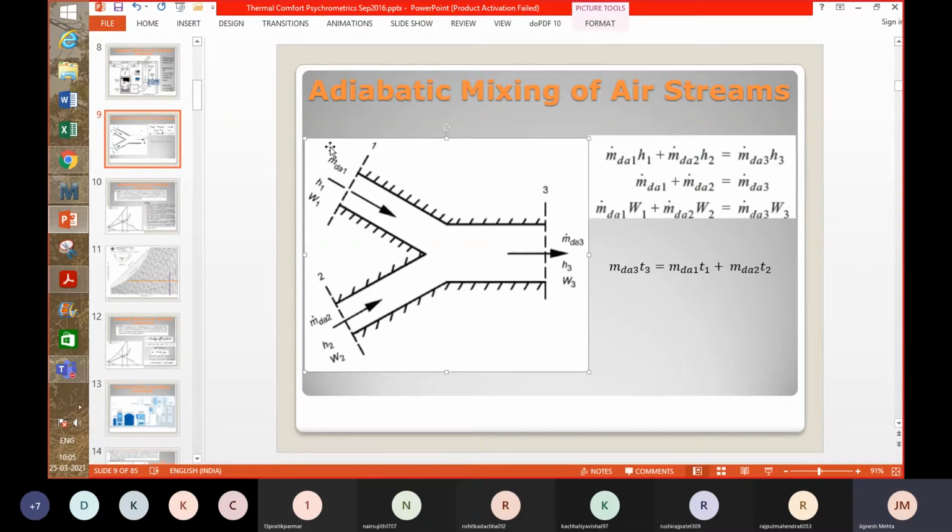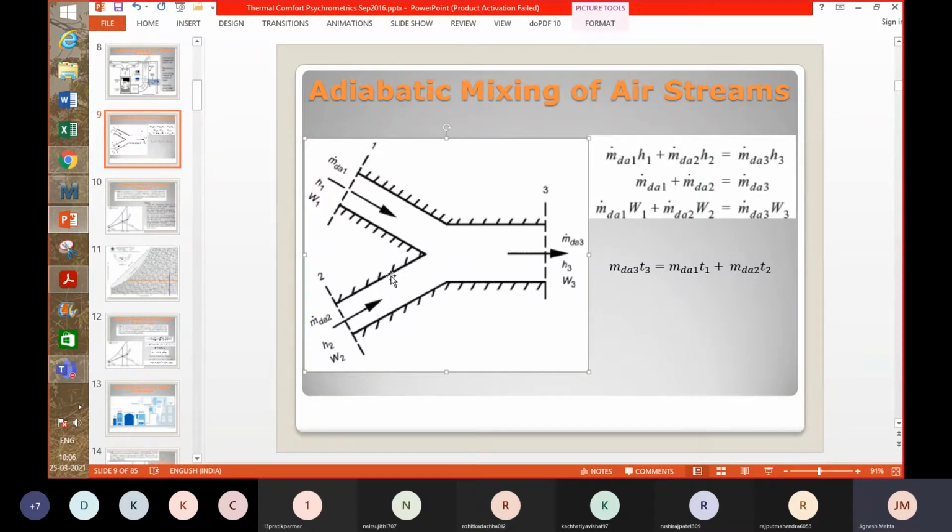The mass flow rate of the dry air in this duct, stream 1, you can call it m dot da1, and it has certain properties like enthalpy, humidity ratio, dry bulb temperature, wet bulb temperature, etc. And you are showing that with the help of suffix 1. Now the mass flow rate of stream 2 is m dot da2, and it has its own state parameters or properties, and it is flowing through this duct.